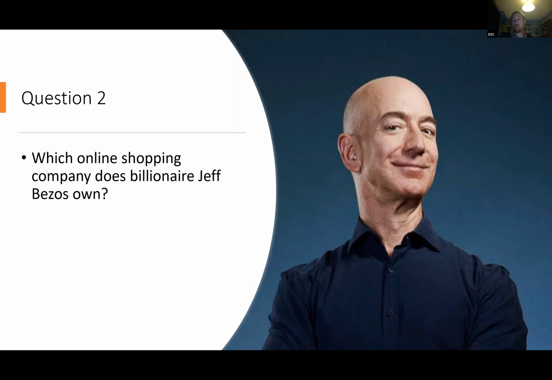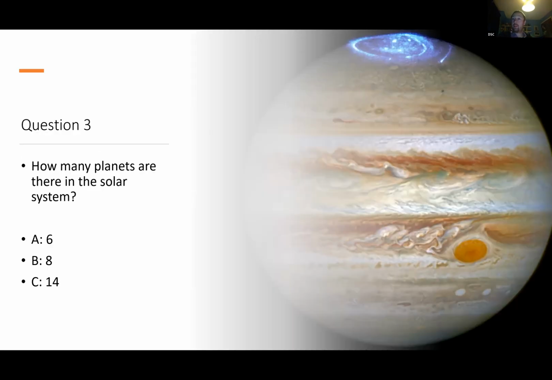Now, question 3, moving on to question 3. How many planets are there in the solar system? Are there 6, are there 8, or are there 14? How many planets are there in the solar system?